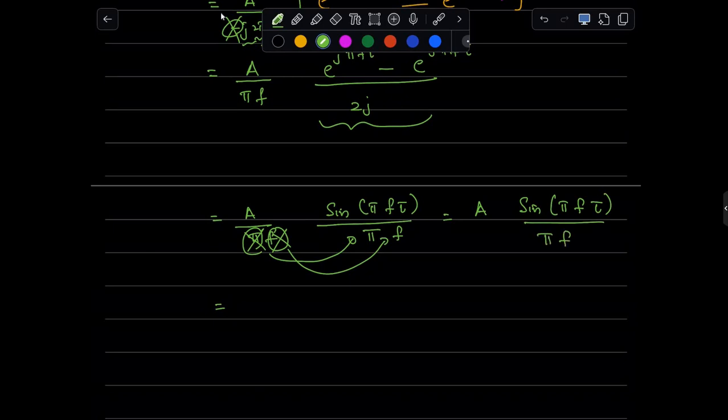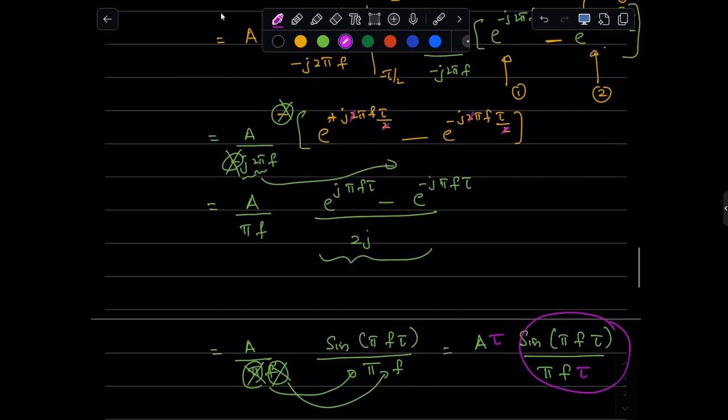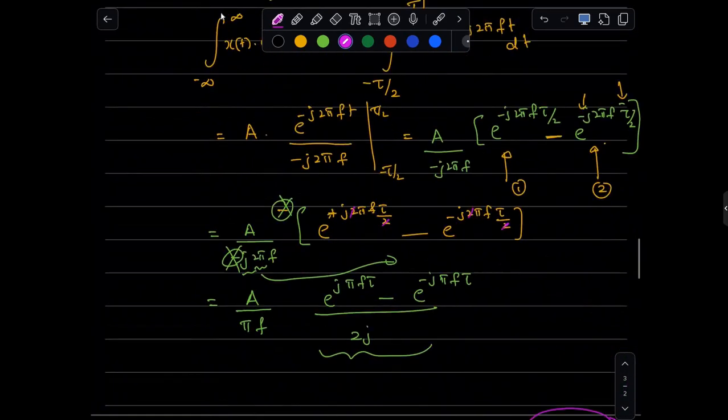Now you see this is a function which is called a into sine pi f tau divided by pi f. Now I want to convert it into the sinc form. What I will do, I will multiply here with tau, and here also I will multiply with tau. Then the tau will cancel, right? So this will become a tau. Now you see this part is actually the sinc function. When I write it as a sinc, I can remove the pi. So f tau, or tau f. Usually we write it as tau f. So sinc tau f. So this is the proof for the first part of question number 3.